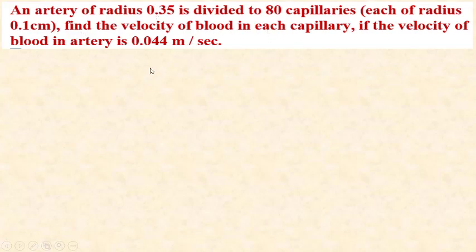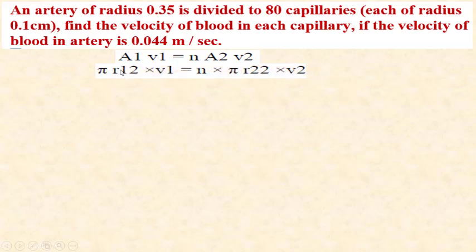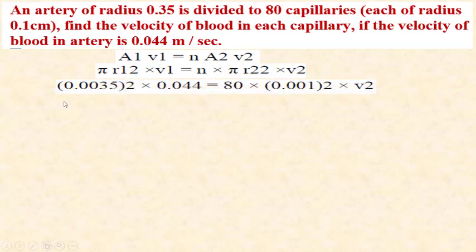If the velocity of the blood in the artery is 0.044 meter per second, yes, I can use the continuity equation as follows. A1 V1 equals N A2 V2, and here N is the number of capillaries, which is 80. A1 is pi R1 square multiplying V1 equals N pi R2 square multiplying V2. Then, by substituting, V2 will be 0.00674 meter per second.